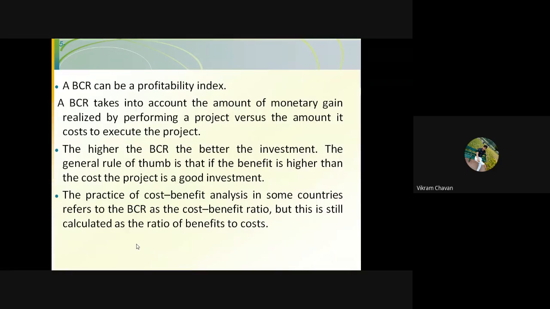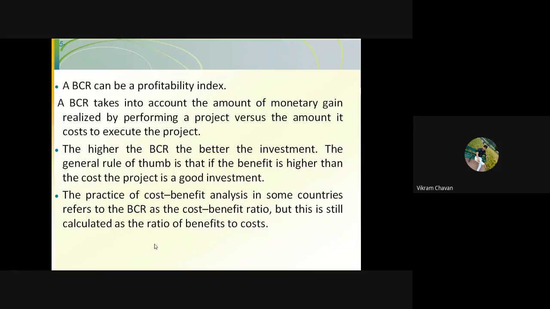BCR is one kind of profitability index. If you calculate this BCR value, you will get one figure which will show whether a particular business will be in profit or in loss, and whether one should invest in that particular project or not. So that will be one kind of suggestion for the investor.